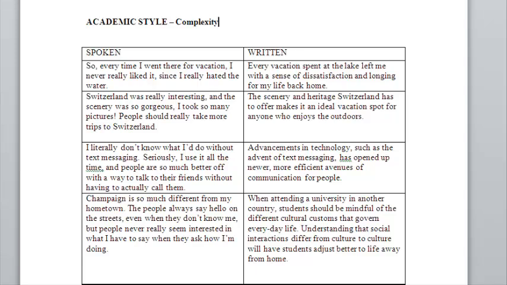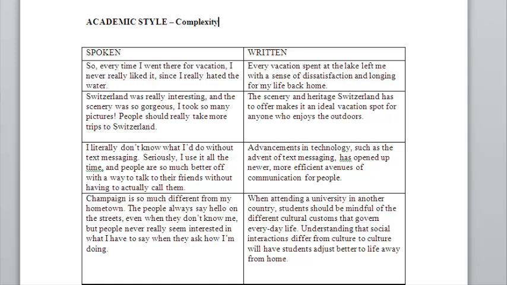Advancements in technology, such as the advent of text messaging, I should have said, have opened up newer, more efficient avenues of communication for people. So again, making it a general idea, distancing it from myself as the writer. Maybe I'll find a statistic from a source that indicates how much text messaging has helped. Maybe a therapist saying, oh, text messaging really helps people's relationships. Again, trying to make it appropriate for an academic setting by making the language a little bit more involved, a little bit more intricate than the spoken language would be.